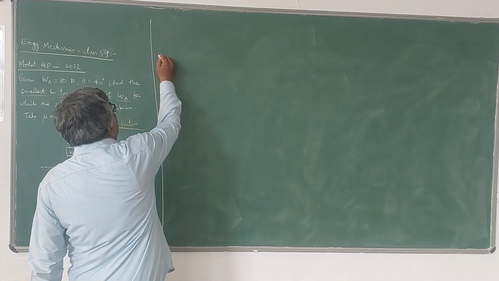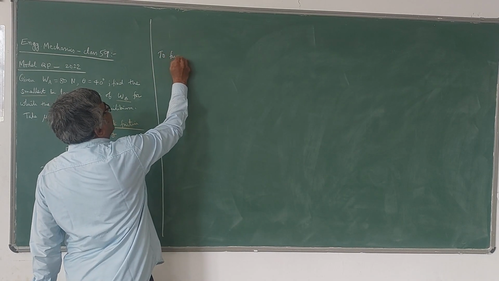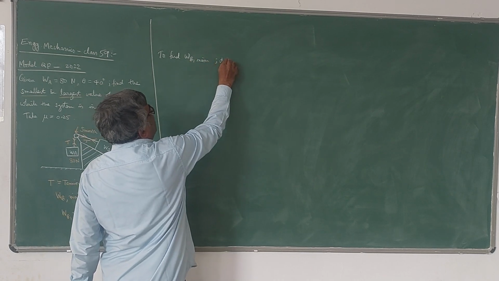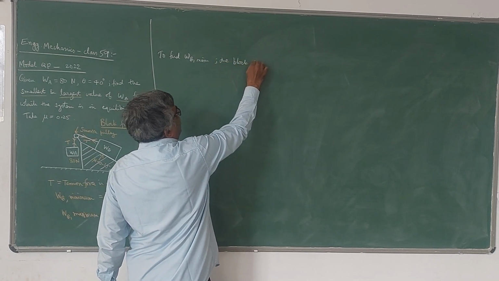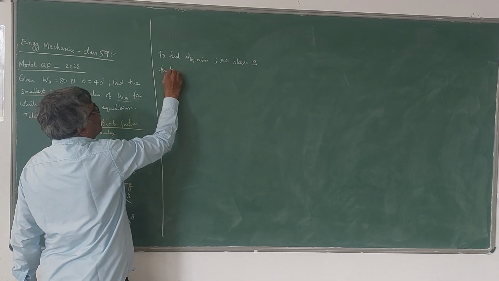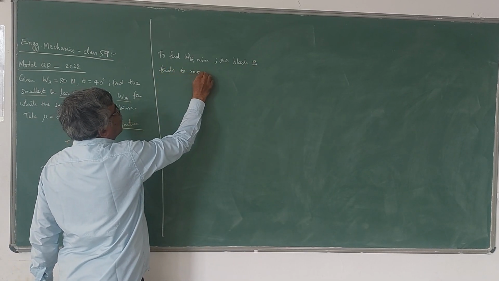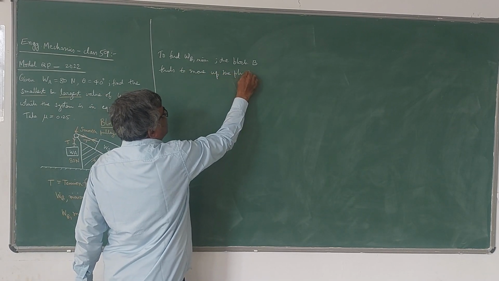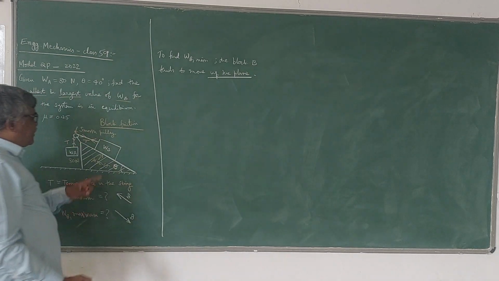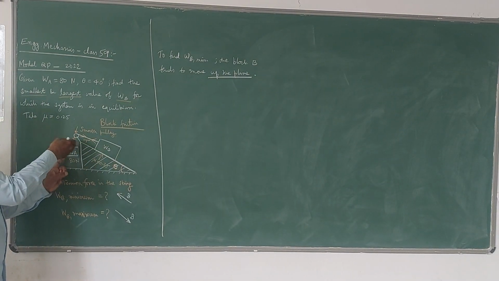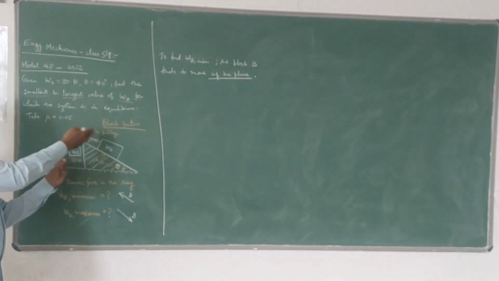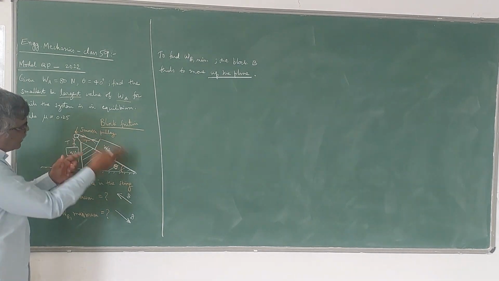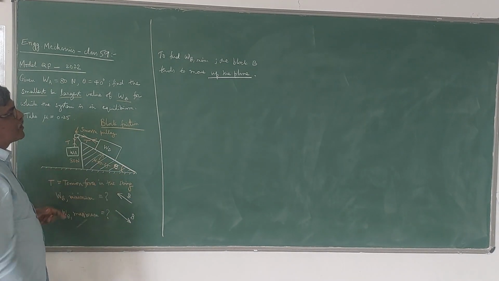So I will write here: to find WB minimum, the block B tends to move up the plane, because naturally this weight is less, therefore this weight is more. You can assume that it will move like this. Suppose this weight is more, then naturally it will move like this, so up the plane.